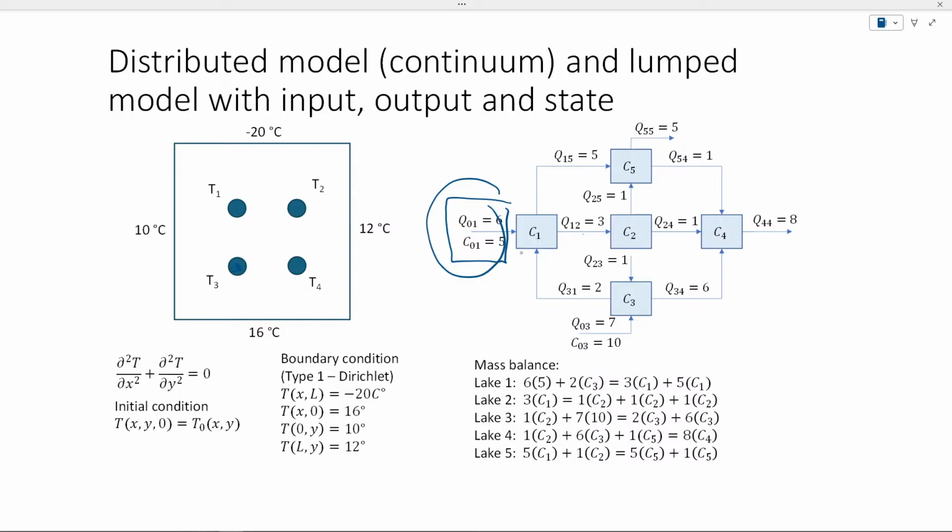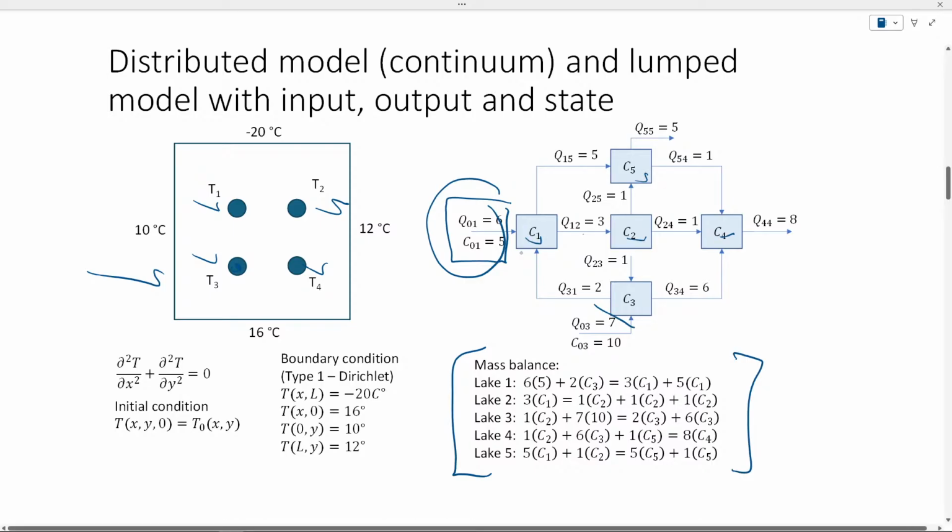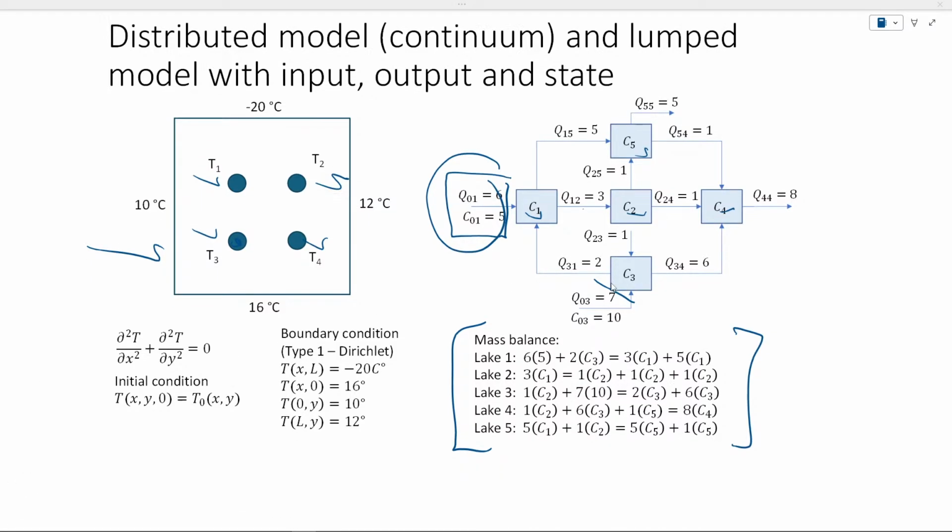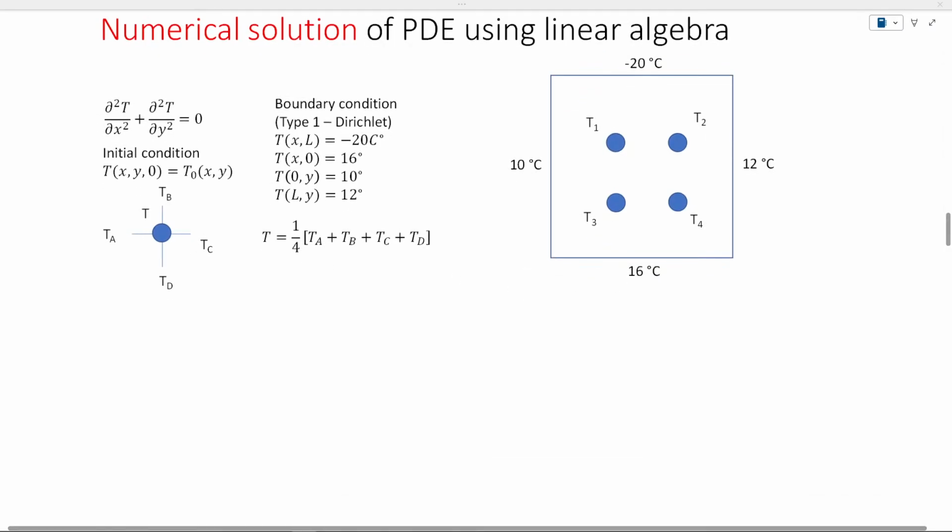For this one, I could come up with a system of linear equations to solve for the temperature here, here, here, and here. For this one, I could come up with a system of linear equations like this and solve it to find the concentration here, here, here, and here. We will look at these two types of systems in this video. So let's start with this one. This is my governing equation, my mathematical model, and now I need to solve this model.